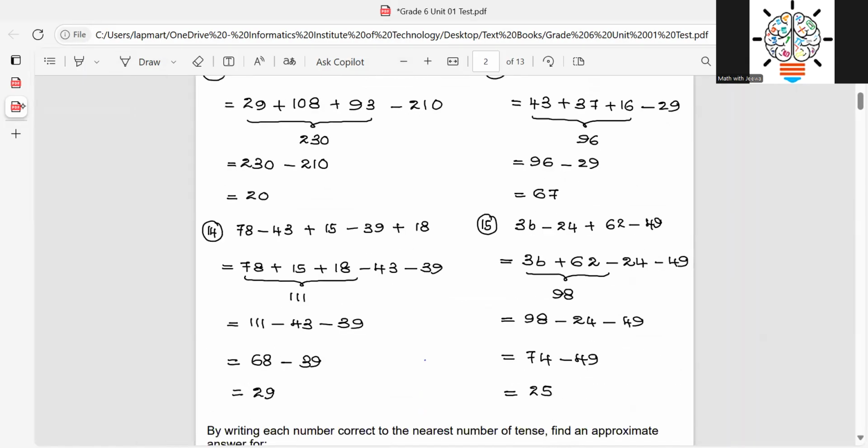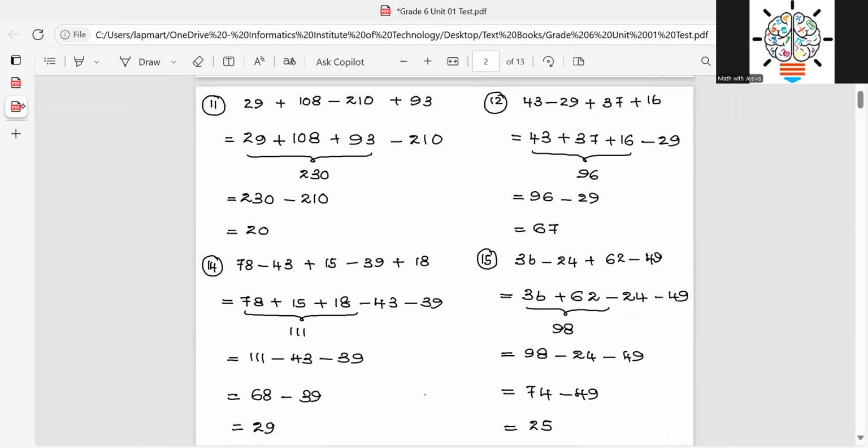You just see, children, how I have written all these things. When you have mixed addition and subtraction like this, if you can remember the theory video, I asked you to rewrite the question so that you collect the like terms together. Like terms in the sense 29, 108, 93, all of them are with the positive sign, and 210 is with a negative sign. First, you add all the positive numbers. It gives me the answer 230. From 230, you deduct 201. It gives me the final answer 20.